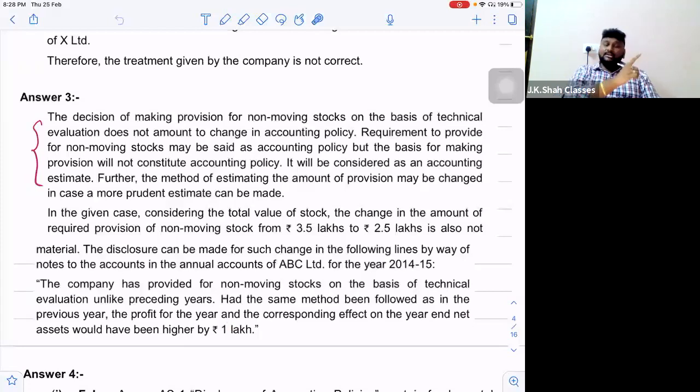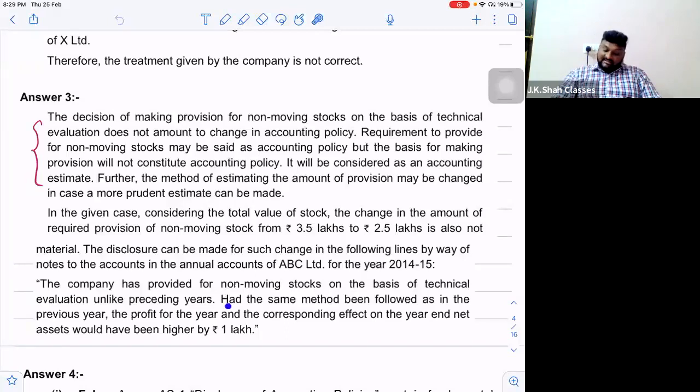So in the last year, you created a provision based on 3.5 lakh. And in the current year, you are creating a provision based on only 2.5 lakh. Right? So if in the last year also, you had created a provision based on 2.5 lakh only, the profit of last year would have also been greater by 1 lakh. And the value of your assets would have been greater by 1 lakh because the provision would have been 1 lakh lesser in the last year.